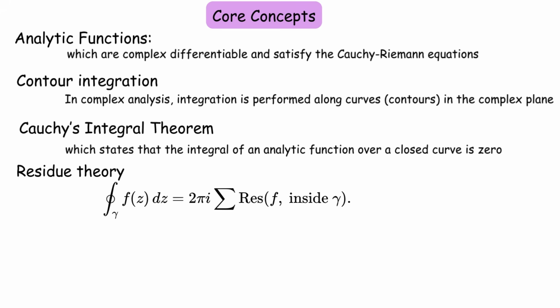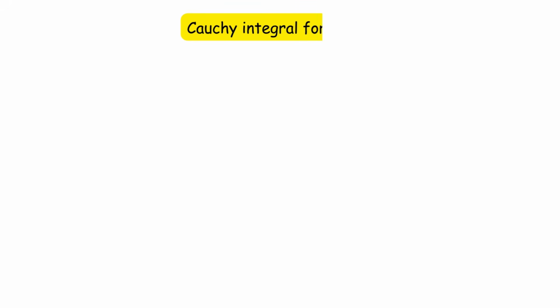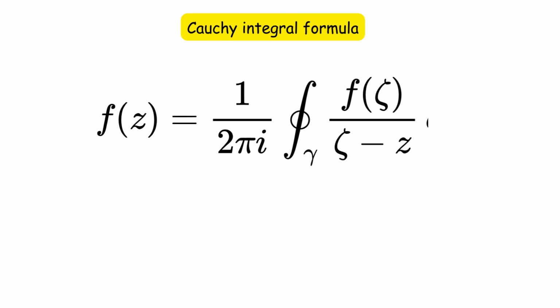Residue theory for evaluating integrals through singularities, conformal mappings, which preserve angles and provide geometric insights, and Laurent series expansions around singular points. For example, the Cauchy integral formula states that f of z equals 1 over 2 pi i times the integral over gamma of f of zeta over zeta minus z d zeta, expressing function values through boundary integrals.